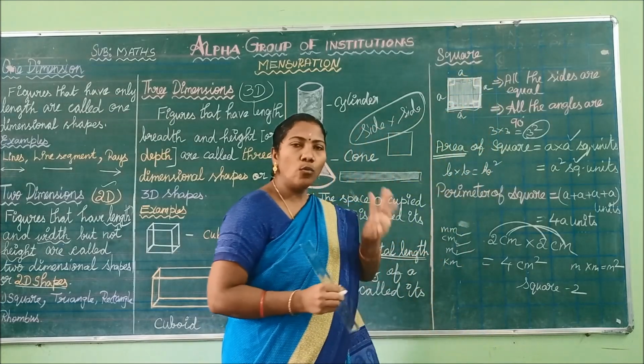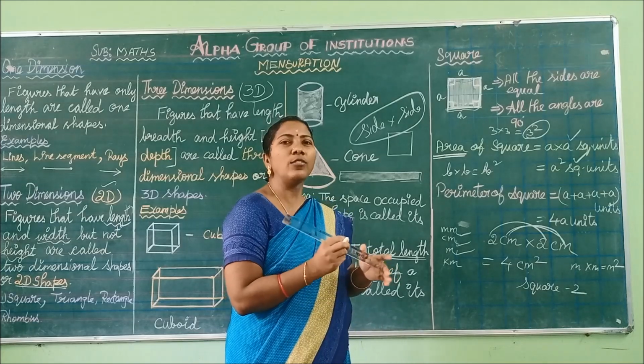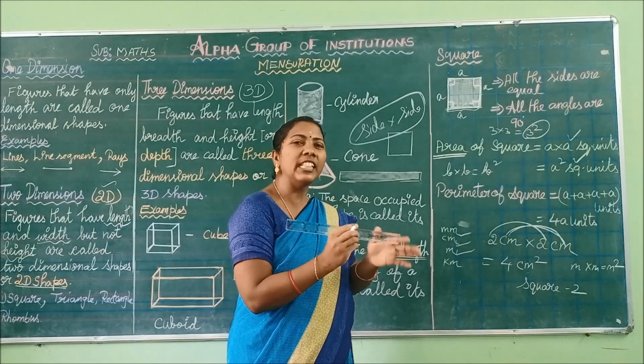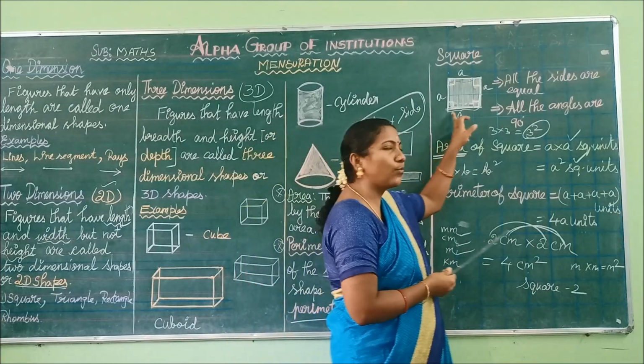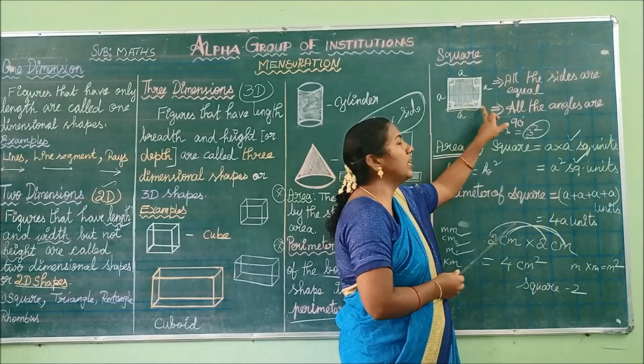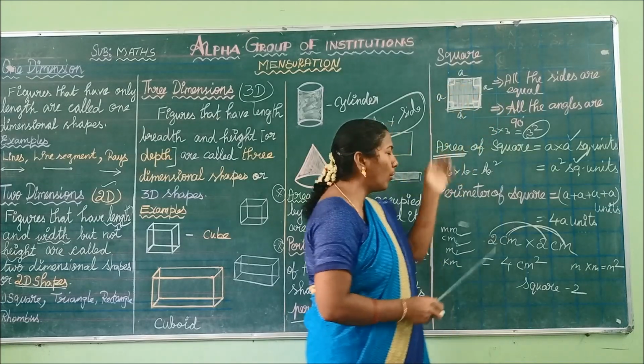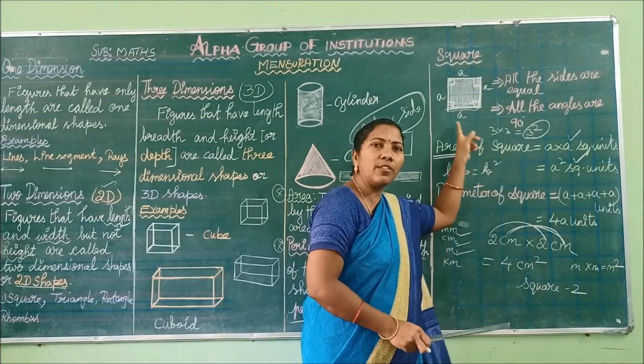So a square has 4 sides. How do you get the perimeter of the given shape? By adding the lengths of its sides. So it has 4 sides and the length of each side is a units.